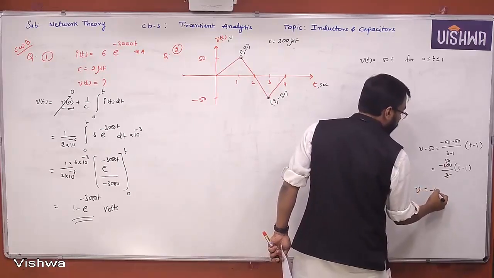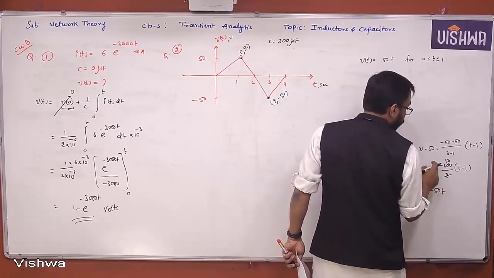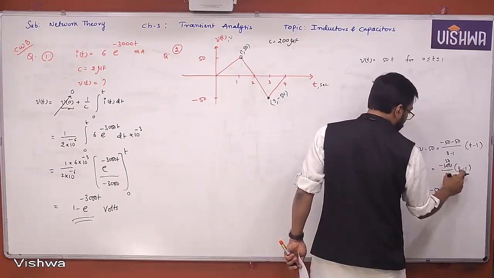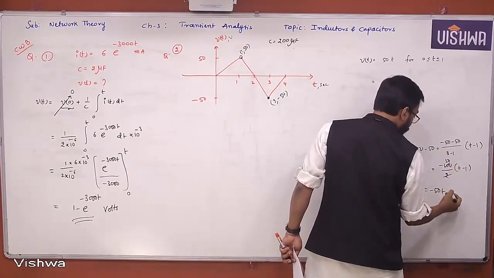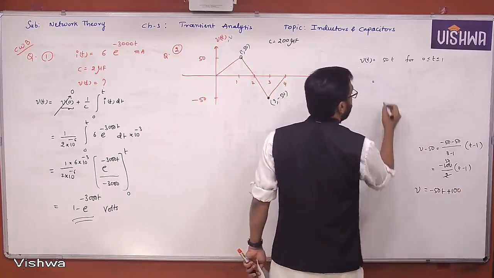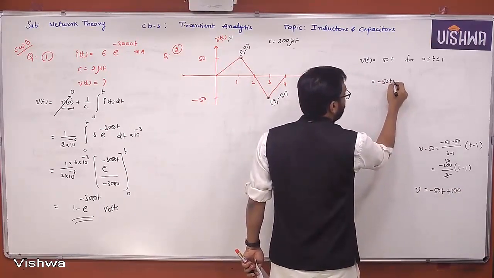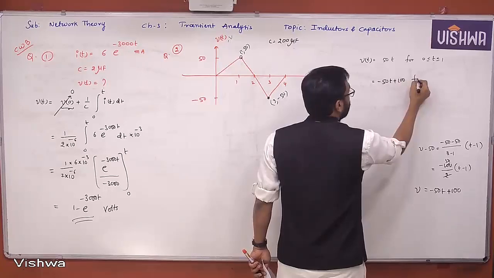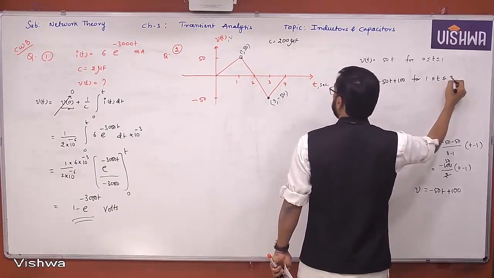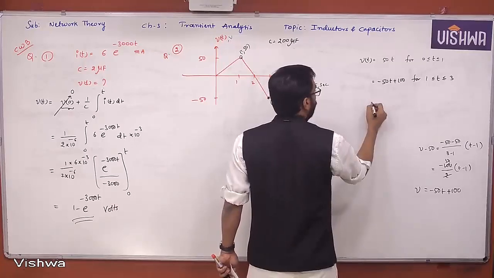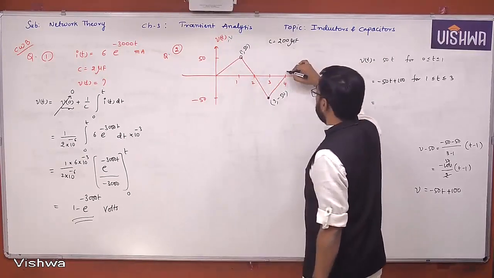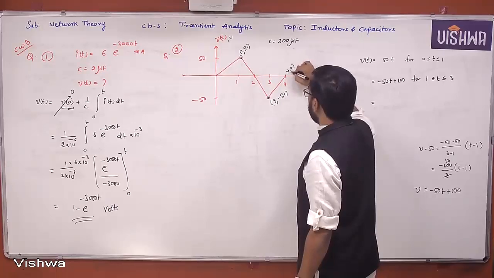This is 50 again. So what do you get? v is equal to minus 50 t, minus into minus is plus 50, again plus 50. You are getting plus 100. Understand all of you? So you get minus 50 t plus 100 for t between 1 and 3. Again, this is a negative slope, this is a positive slope. What is this again here? 4 comma 0.